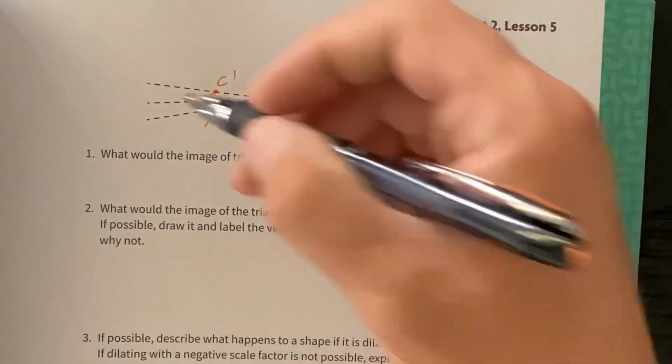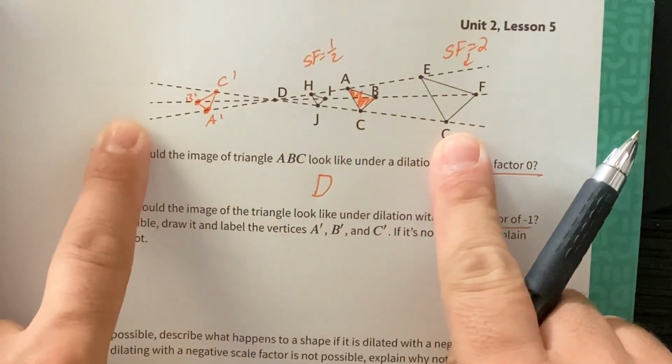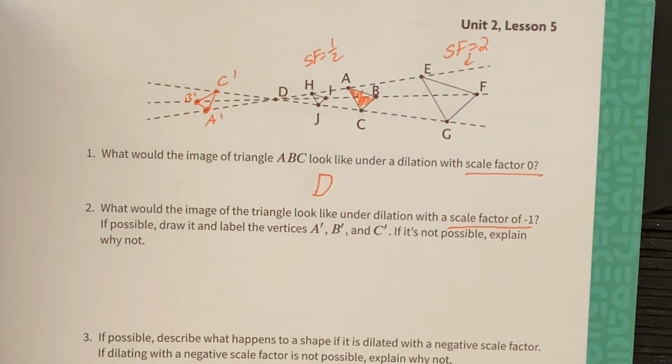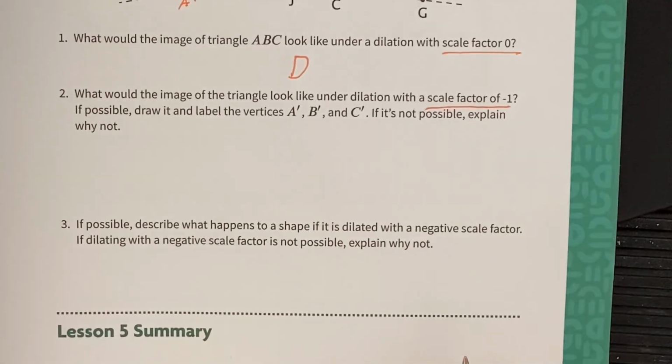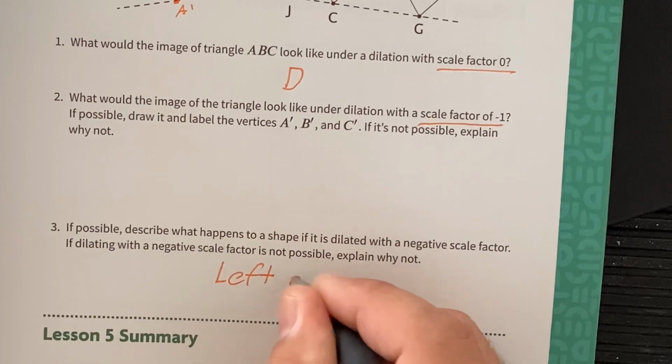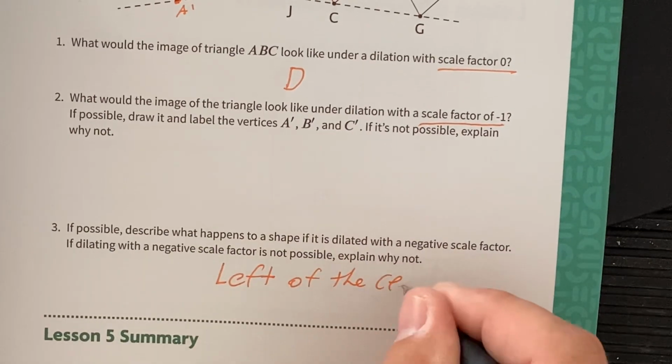Okay, -2 would be further left, same size as this one. You could do that as well. So what happens to a shape if it is dilated with the negative scale factor? You kind of already mentioned that. It will be left of the center of dilation.